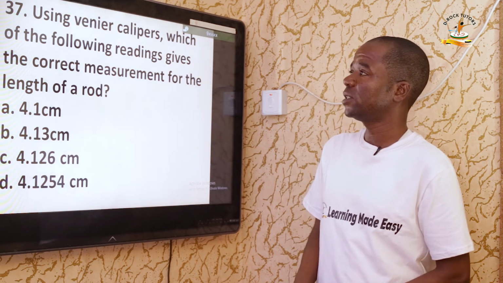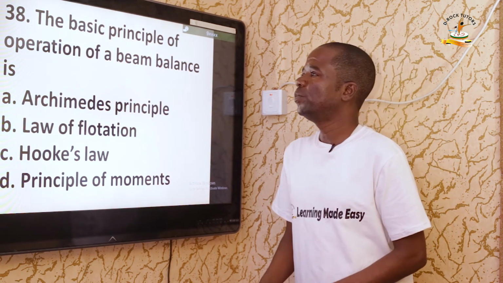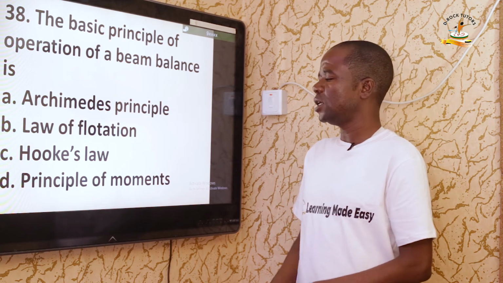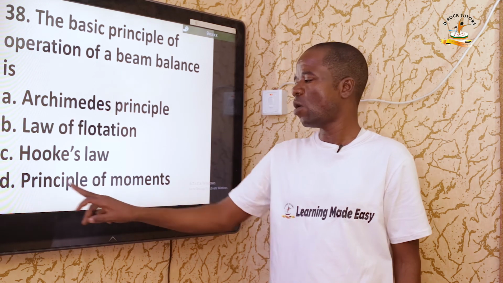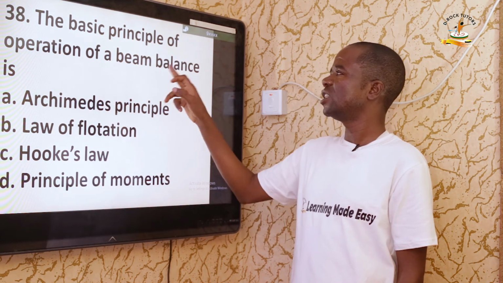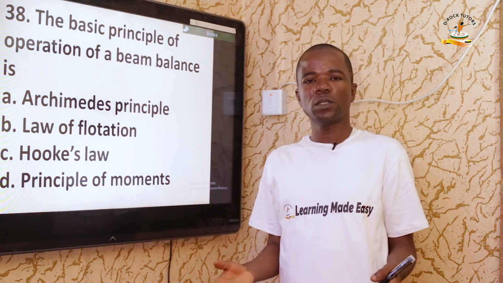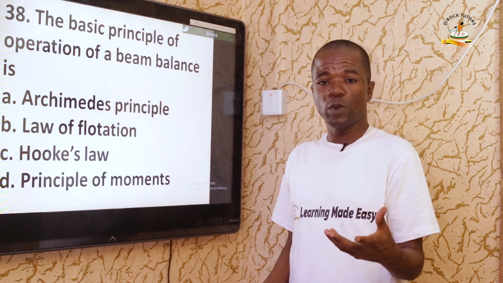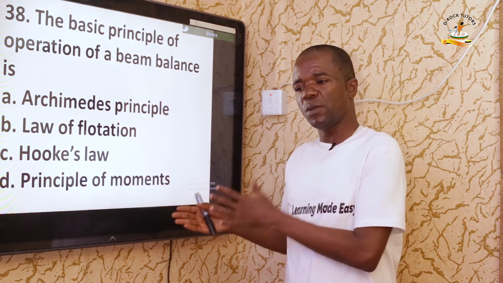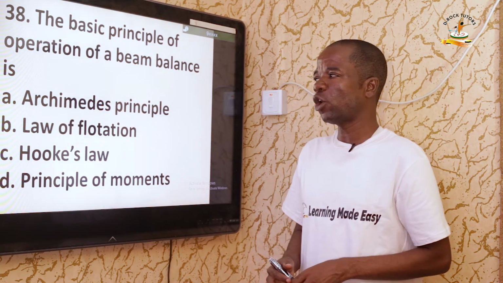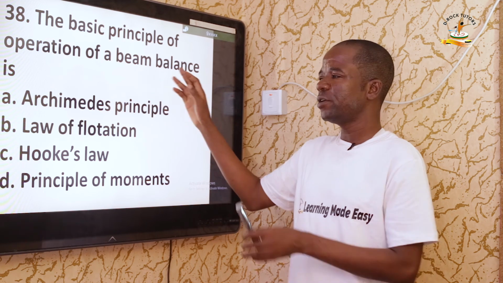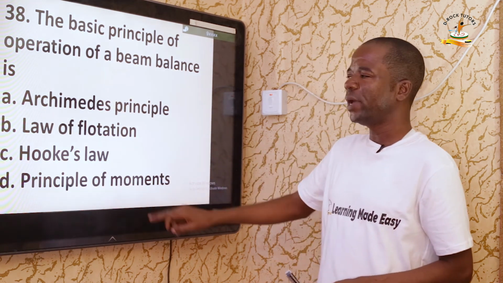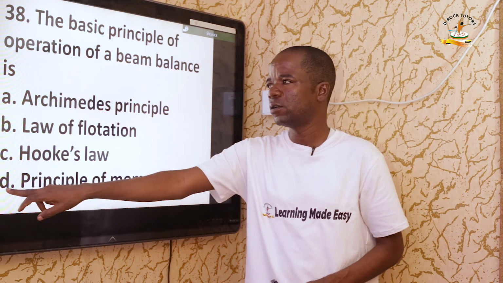Number 38 now. The basic principle of operation of a beam balance is D, principle of moment. Don't forget, a beam balance is used in measuring what? That is the mass of an object, whereas a spring balance is used in measuring the weight of an object. So beam balance is used in measuring the mass of an object, and the principle is based on the principle of moment of forces, option D.